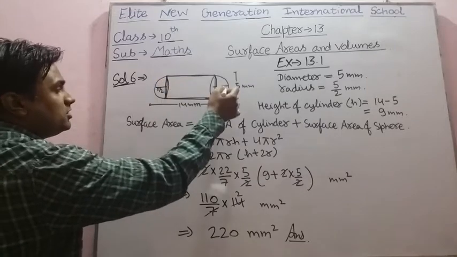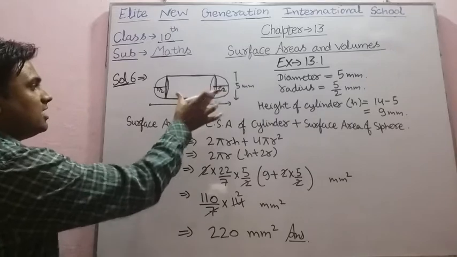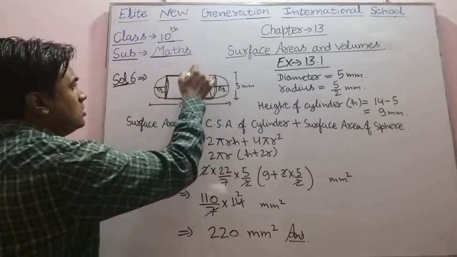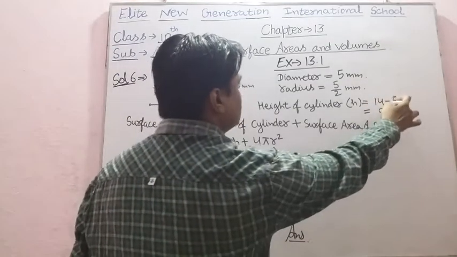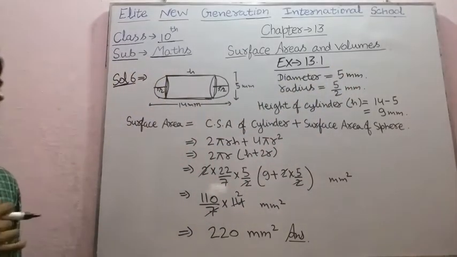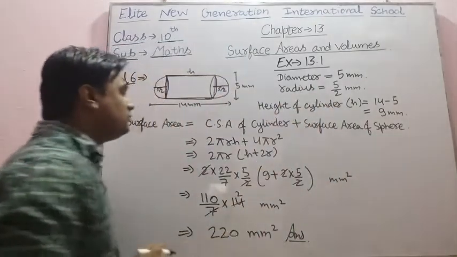So 5 upon 2 plus 5 upon 2 means one diameter. So when we subtract the diameter from the total height, we can find the height of this cylinder. So the height of this cylinder is given by h, that is 14 minus 5. We subtract this diameter from its total height. So 14 minus 5 will be 9 mm. So this 9 mm will be the height of the cylinder.